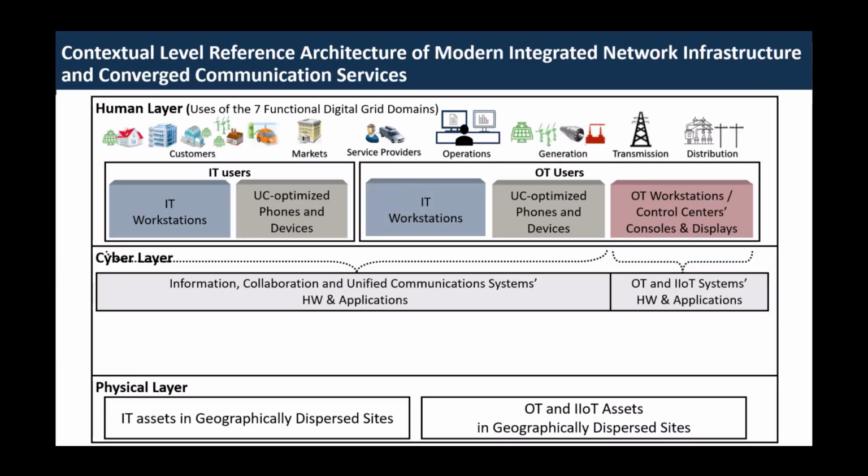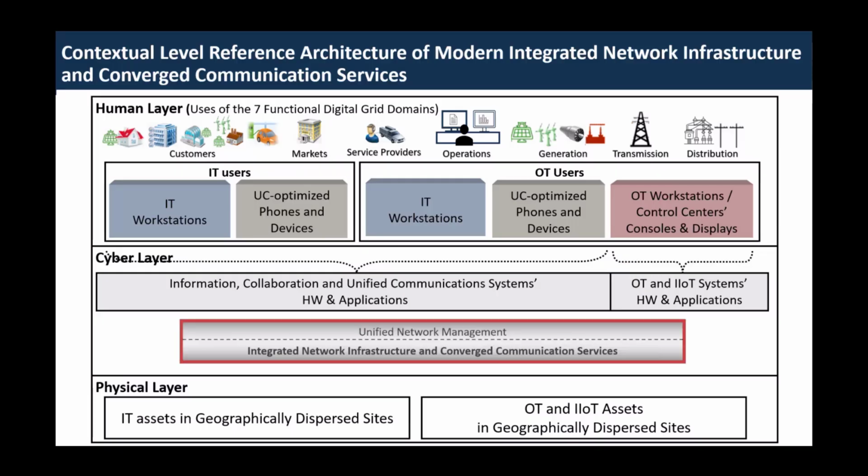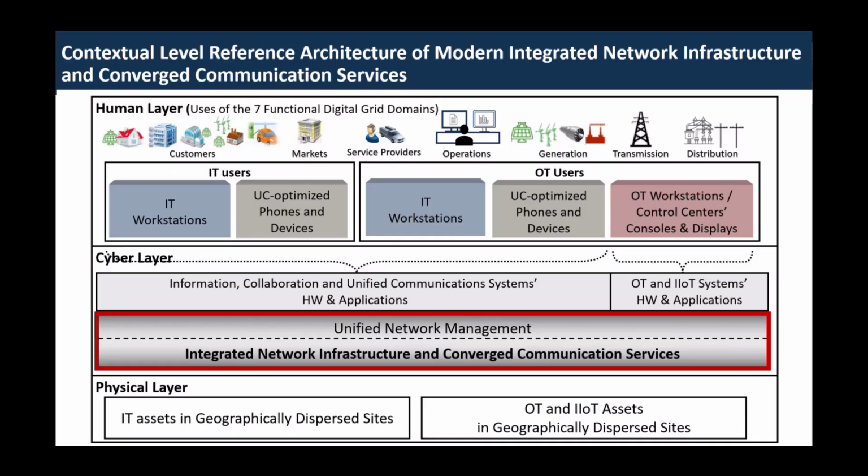And this is a contextual level diagram or architecture of a modern integrated network infrastructure and converged communication services, where all these types of networks are combined together to form the integrated network infrastructure and converged communication services, which has as well a unified network management capability. And having done this, we now enable the information collaboration, unified communication, OT, and IIoT systems, hardware and applications to speak to each other and communicate to each other.